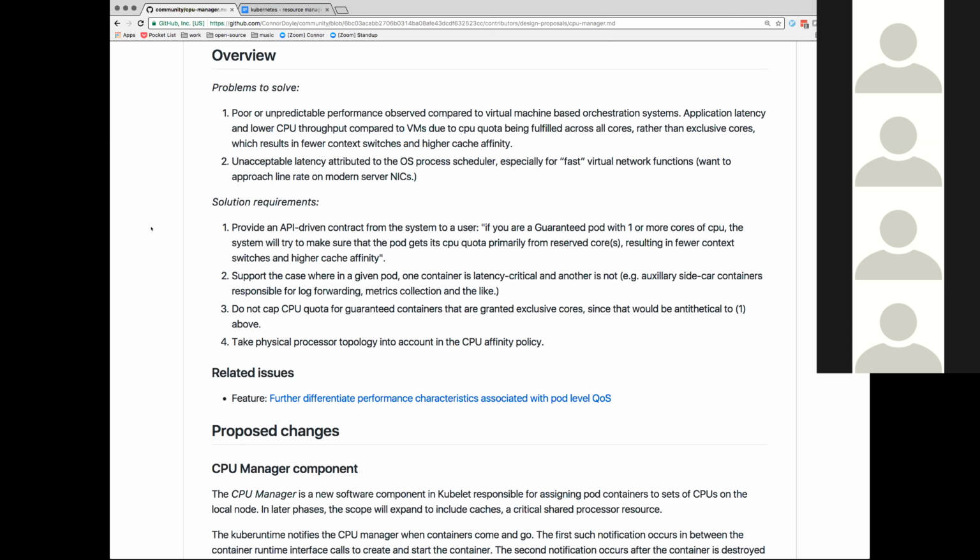And then the other use case we had in mind here was scheduling virtualized network functions on top of Kubernetes and containers, which some people are starting to do now. And the latency that's added by the operating system process scheduler can blow latency budgets for some of those workloads. And so the main point was to try to do something for those two use cases.